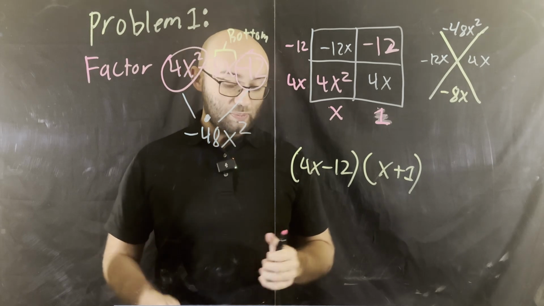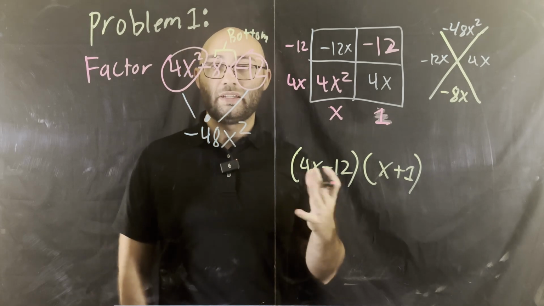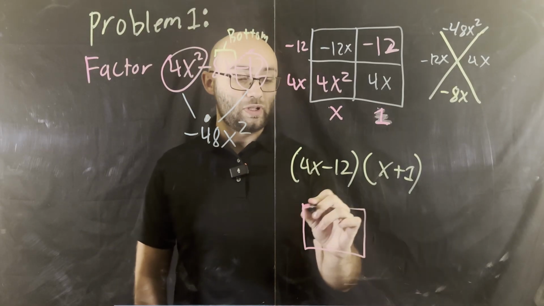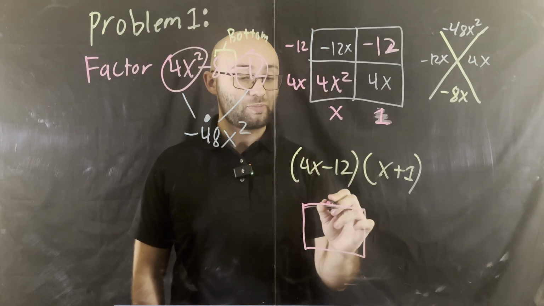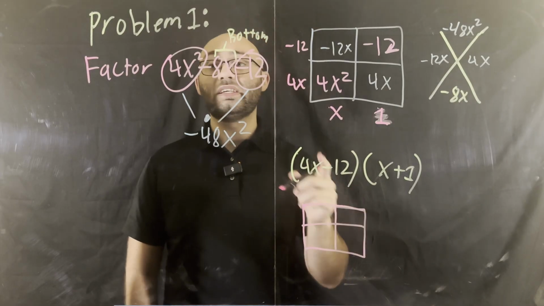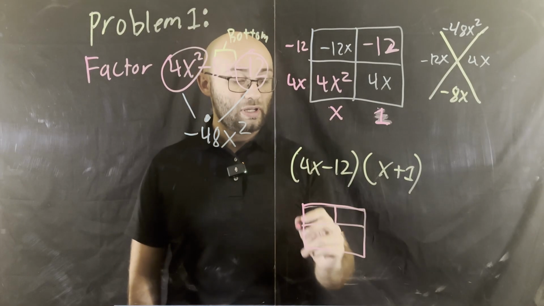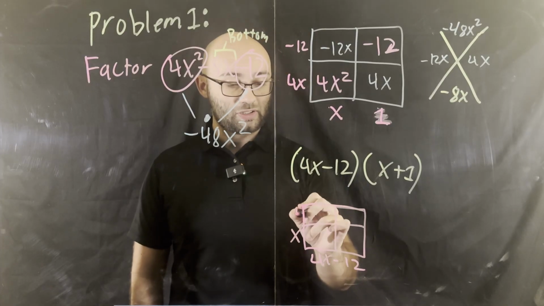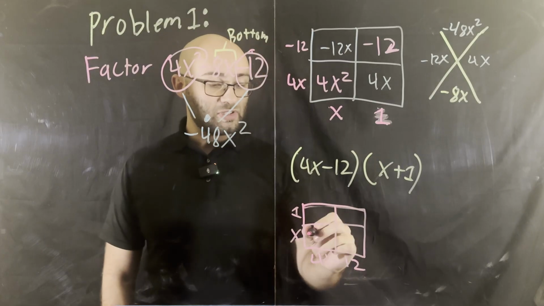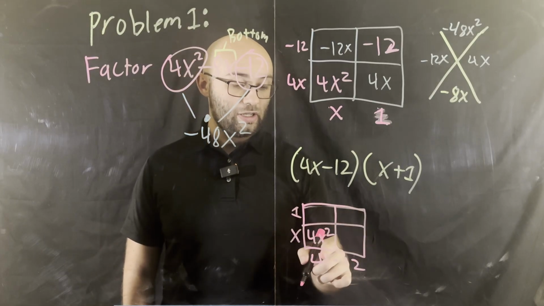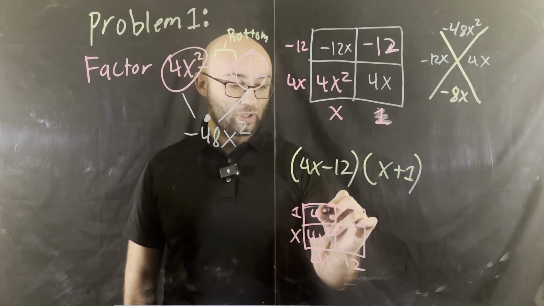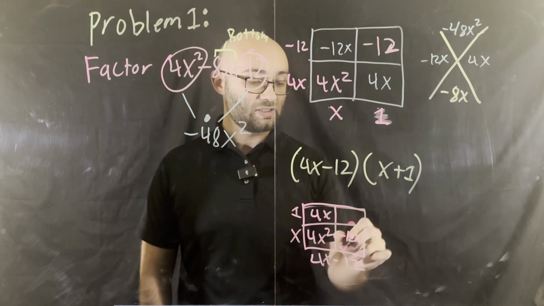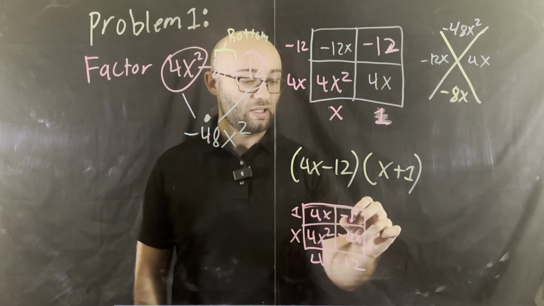Now, if you get to this point and you're a little worried, like, hey, did I factor this properly? You can use your generic rectangles the way that we normally use it for distributive property, and you can test and see if you get the original problem out. So I'm going to write 4x minus 12 and x plus 1 here. So 4x times x is 4x squared. 4x times 1 is 4x. X times negative 12 is negative 12x. And negative 12 times 1 is negative 12.